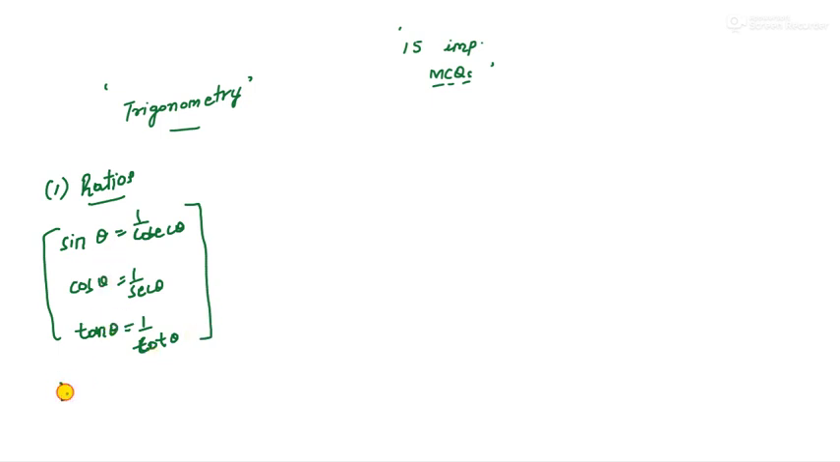Another thing is tan theta can also be written as sine theta by cos theta. And cot theta will be what? Cos theta by sine theta. This you have to remember. This is the first thing.